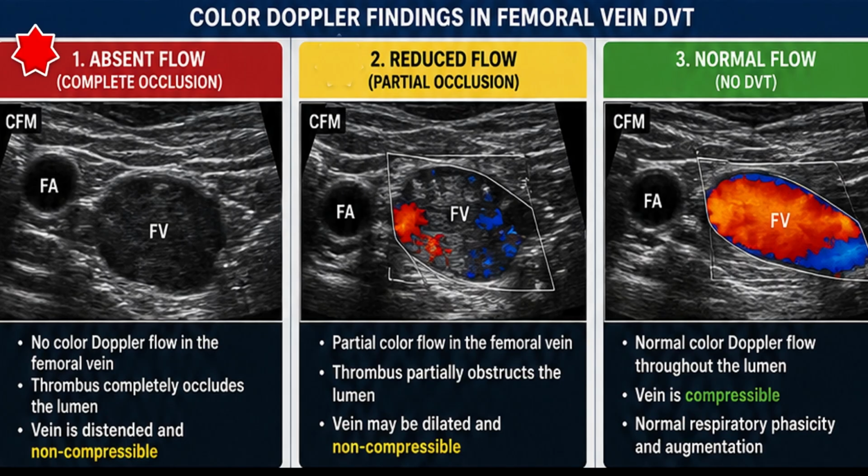Secondly, there may be reduced flow or partial occlusion. Partial color flow in the femoral vein is present. Thrombus partially obstructs the lumen. Vein may be dilated and non-compressible.